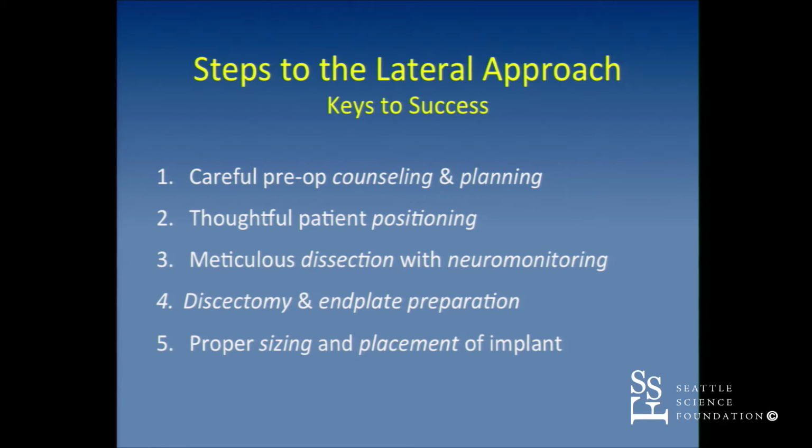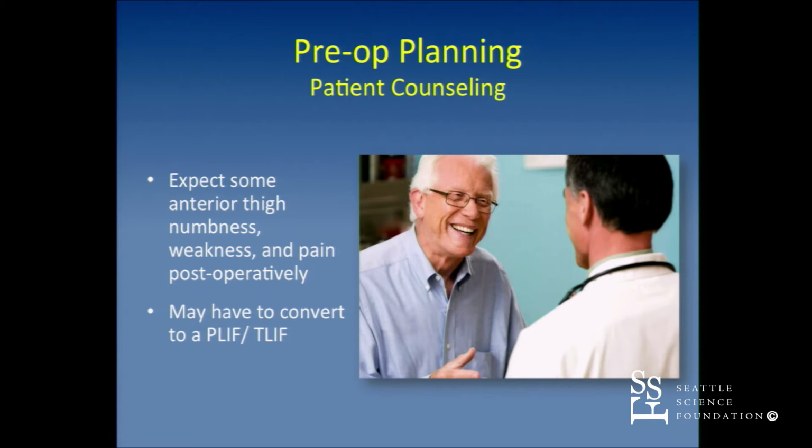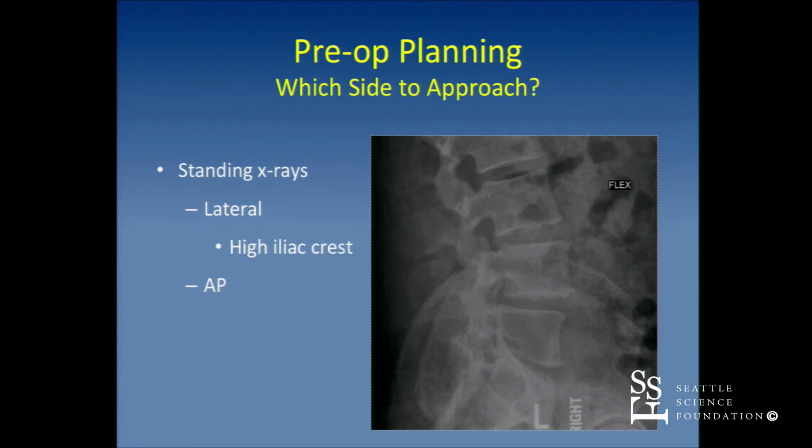So there are many steps to the lateral approach, but it starts in the clinic with pre-op counseling. You should advise all of your patients that anterior thigh symptoms, including numbness, pain, and weakness, are normal for many patients as a side effect of the lateral approach. Usually it's transient, it's just through dilation through the psoas muscle, and resolves in 6 weeks. So it's important to let patients know that, so if they have those symptoms, they'll be less concerned. In addition, you should always be prepared to convert to a TLIF or PLIF in case you deem the lateral approach not safe during surgery.